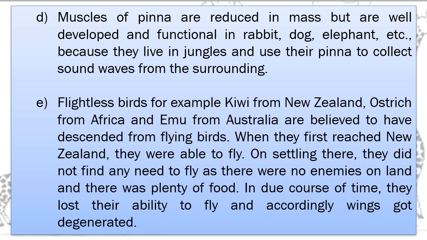Flightless birds, for example, kiwi from New Zealand, ostrich from Africa, and emu from Australia, are believed to have descended from flying birds. When they first reached New Zealand, they were able to fly. On settling there, they did not find any need to fly as there were no enemies on land and there was plenty of food. In due course of time, they lost their ability to fly and accordingly wings got degenerated. So these were the various examples in support of Lamarckism.